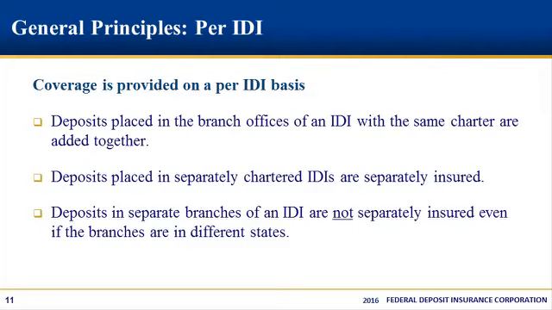The easy way to remember the rule is that all deposits in the same ownership capacity that a depositor places in a bank with the same FDIC charter number are added together. If the charter numbers are different, then the deposits are separately insured because FDIC deposit insurance coverage is separate for each FDIC-insured bank. Since separate branches of a bank share the same charter number, there is no separate insurance coverage.